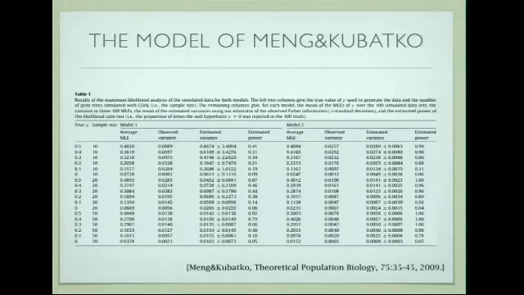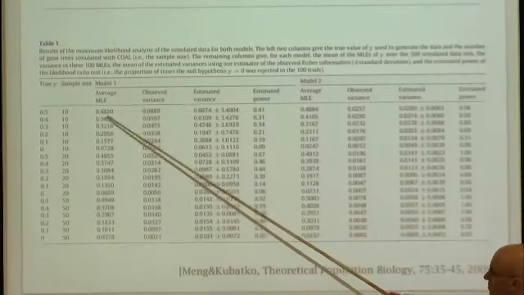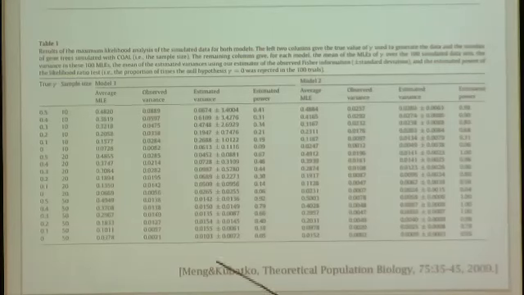They did simulation studies. These are the true values of gamma they used. This is the sample size here, the number of loci they used. And this is the maximum likelihood estimate of gamma. And you will see that actually the estimates are very, very close. Okay? So the performance was very good.